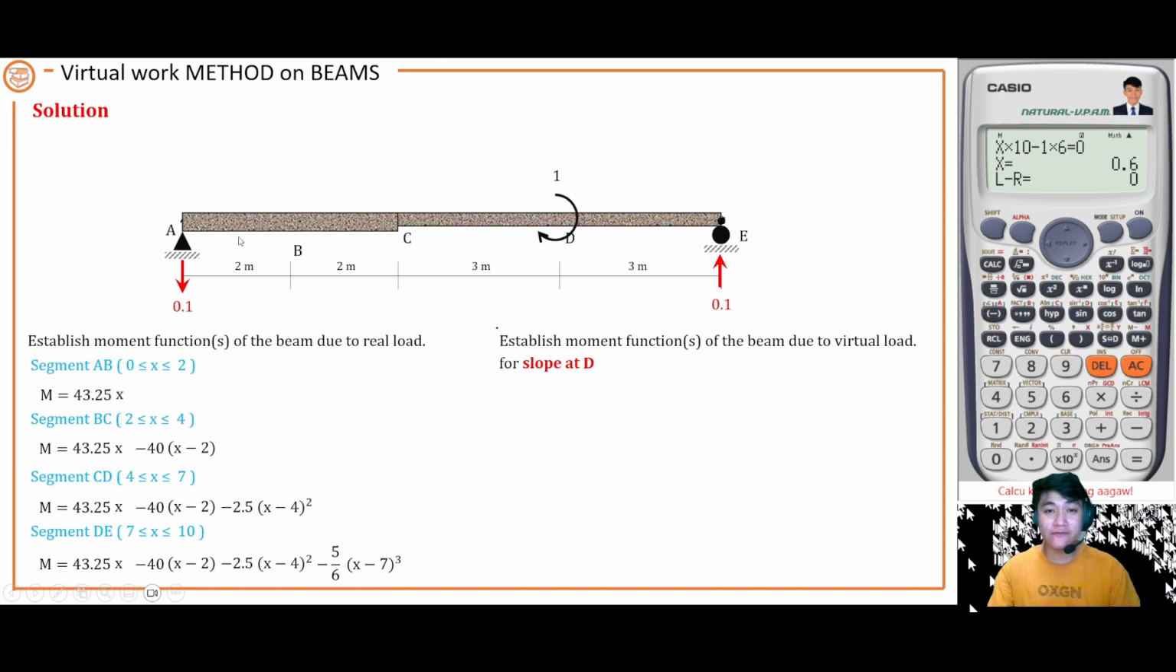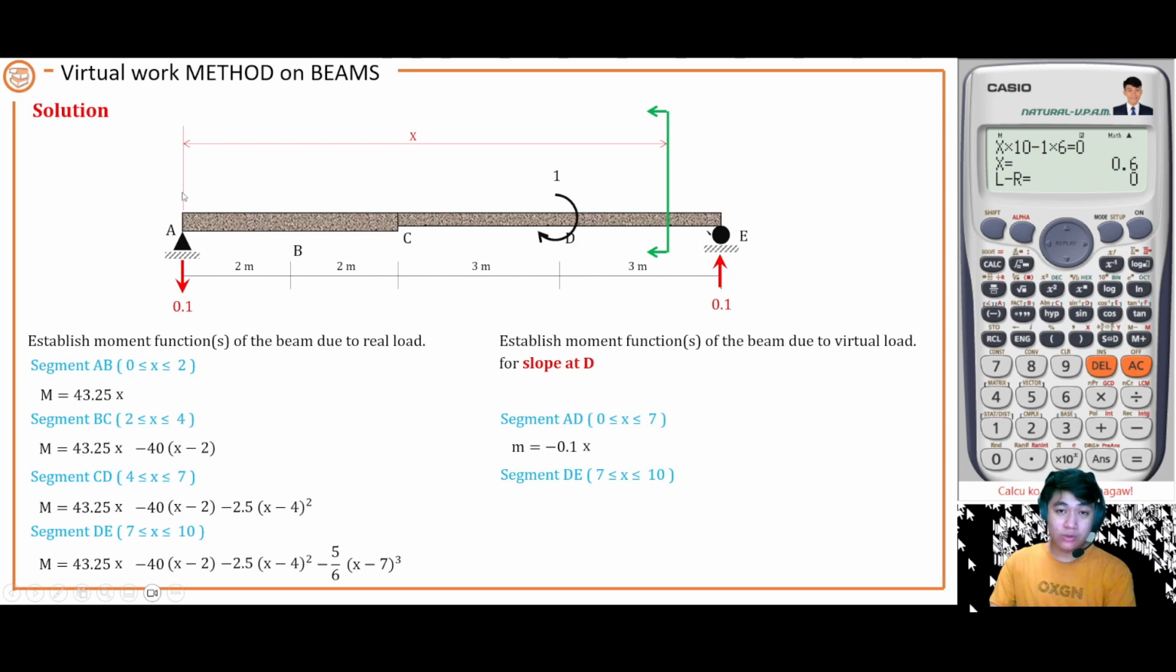For the slope at D, we have two segments. Segment A to D, so this x is applicable. The value of x is bounded from 0 to 7. So that is the cutting section. Now let's take moment about this cutting section. The moment function will be negative 0.1x. And that's it. Let's move the cutting section to segment D to E, wherein the value of x is from 7 to 10.